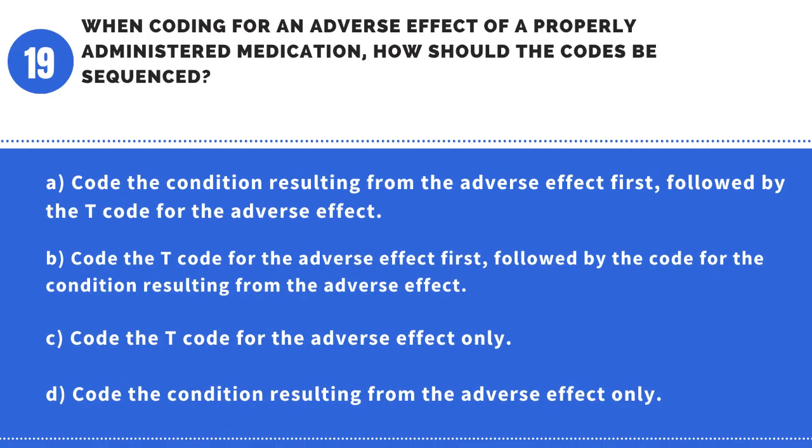Question 19. When coding for an adverse effect of a properly administered medication, how should the codes be sequenced? A. Code the condition resulting from the adverse effect first, followed by the T code for the adverse effect. B. Code the T code for the adverse effect first, followed by the code for the condition resulting from the adverse effect. C. Code the T code for the adverse effect only. D. Code the condition resulting from the adverse effect only.